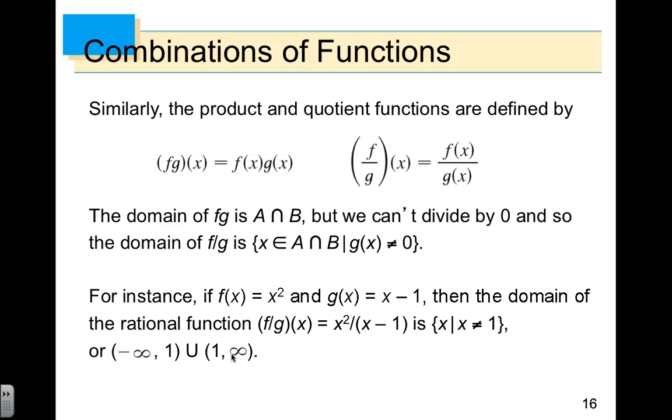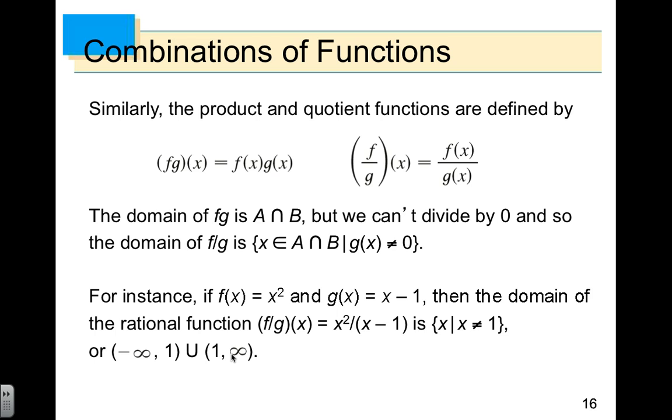Similarly, the product and the quotient functions can be defined: fg of x is really just f of x times g of x, and f divided by g of x is f of x divided by g of x. The domain of fg is the intersection, but we can't divide by 0. So the domain of f divided by g is the set of x in the intersection of A and B such that g of x does not equal 0. So it's any element in the intersection that doesn't make the bottom function 0.